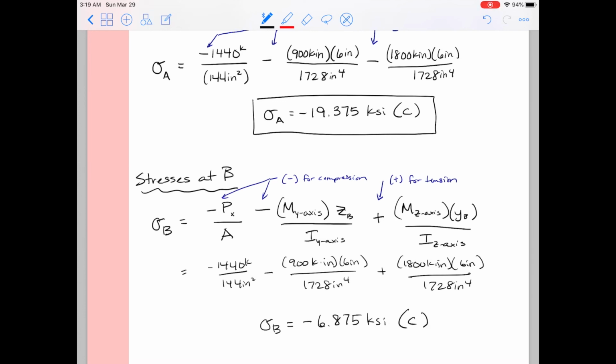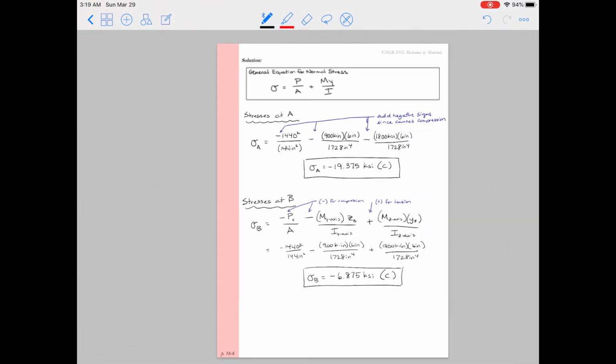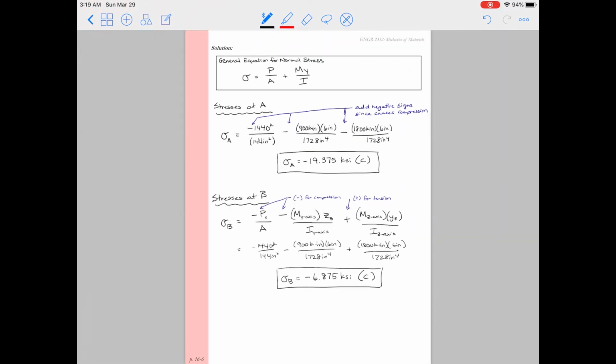Negative still implies compression, but we note that B is in less compression than A because of the tension caused by the 10 kips loading. So in this case, A is kind of a more critical spot than B. So the last step in the design process would be to check points A and B using some sort of failure criterion like Tresca or von Mises to predict whether or not we would expect failure to occur.